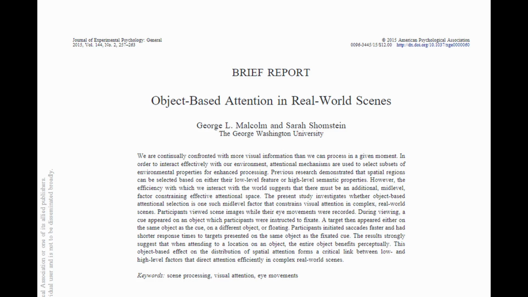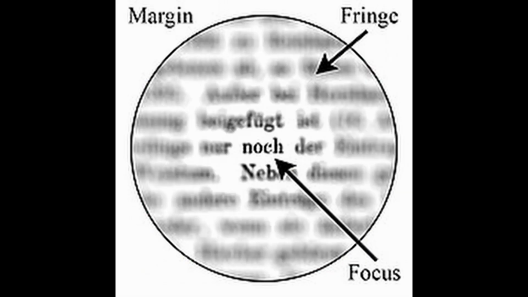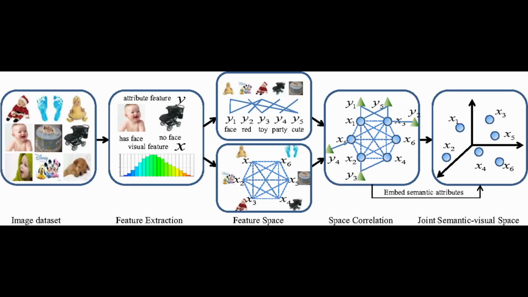Our visual world is filled with far more information than we can process at any given moment. To interact effectively with this information, our brain uses attentional mechanisms to selectively focus on certain regions or features of a scene. Attention can be directed based on low-level features such as contrast and brightness, or high-level factors such as semantic meaning. For example, recognizing a kitchen or park.